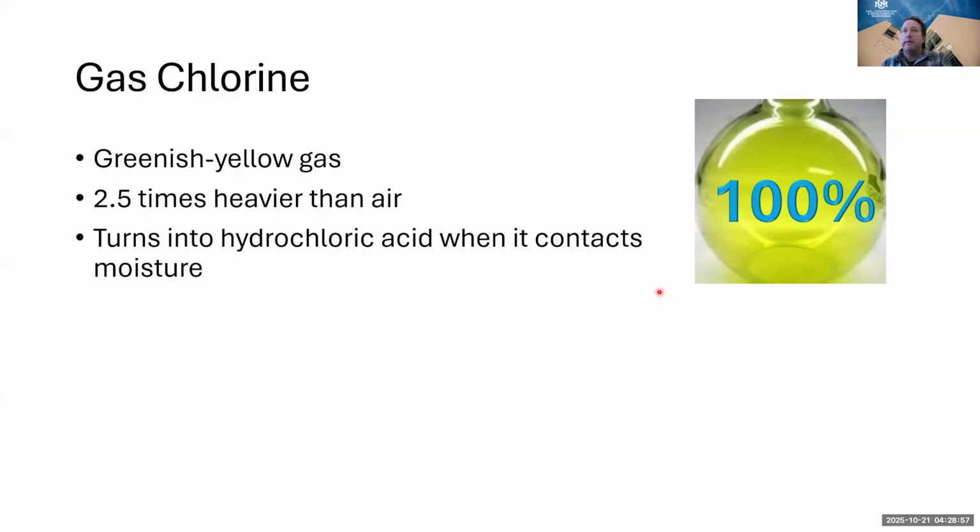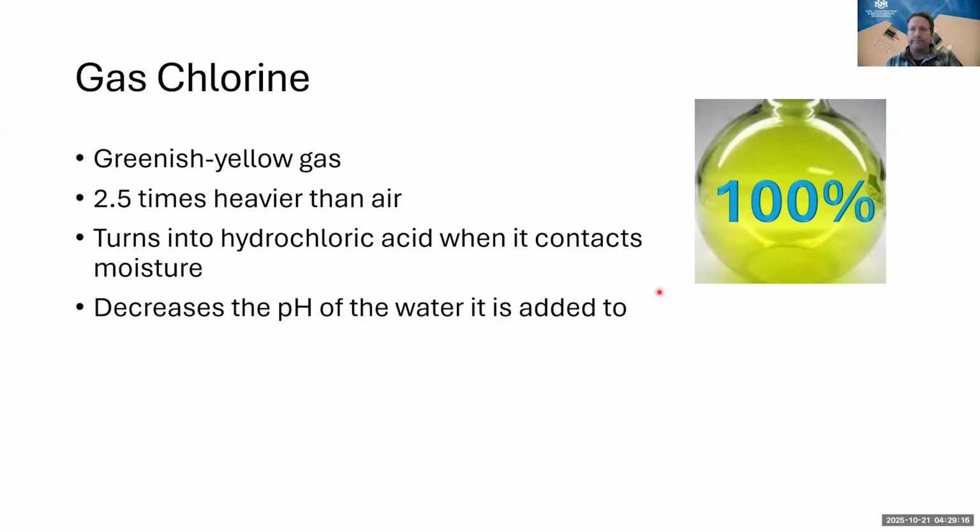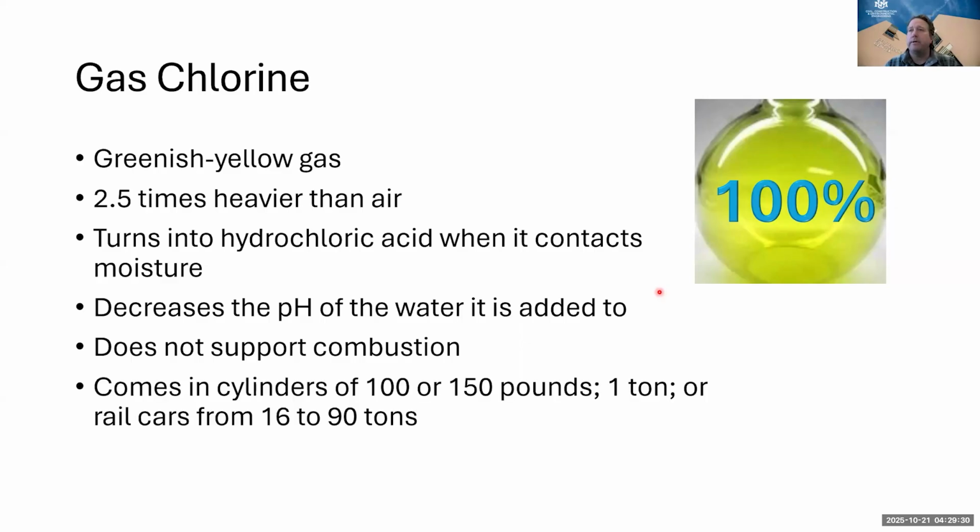below it. Again, like any chlorine, it turns into hydrochloric acid when it contacts moisture, right? That's that first reaction of chlorine with water. You get the formation of hypochlorous acid, which is a great disinfectant, but you also get the formation of hydrochloric acid. It decreases the pH of the water it is added to, just like any chlorine. It doesn't support combustion, so again, you can't hold up a lighter to it and it's not flammable. But it can react with other substances that we've just talked about.